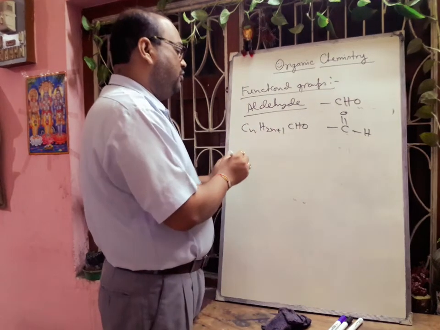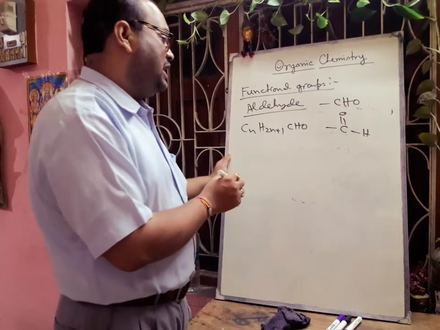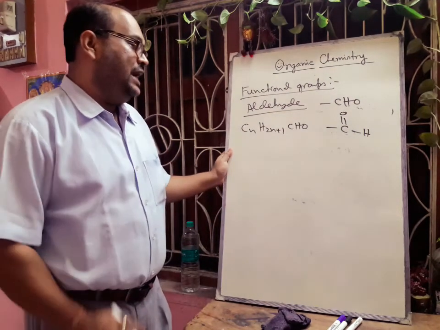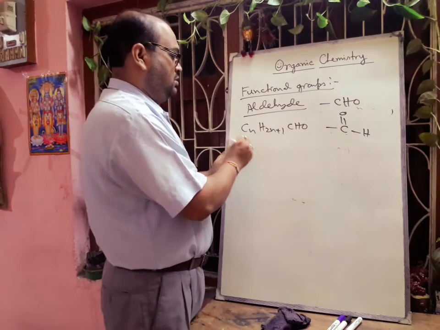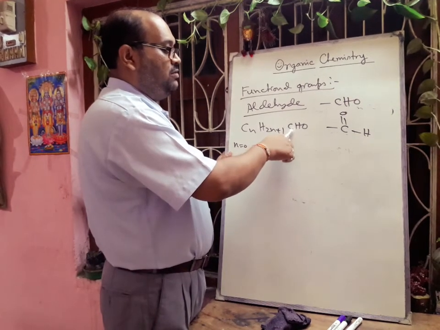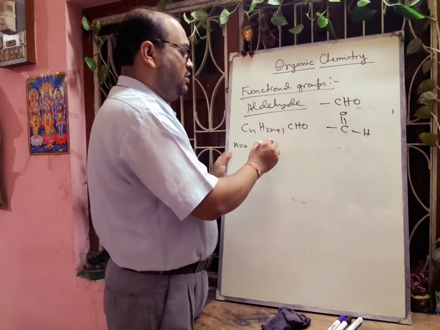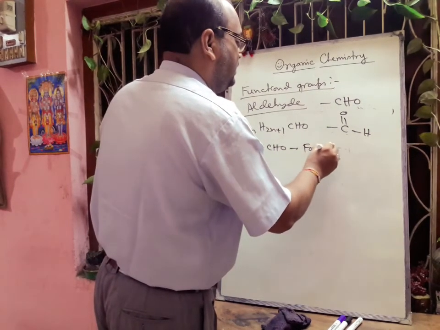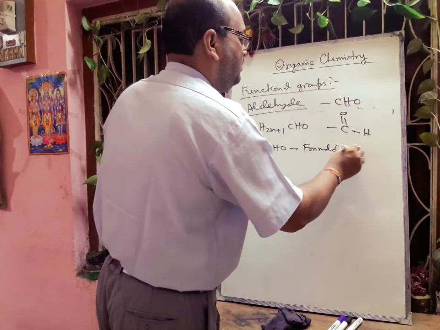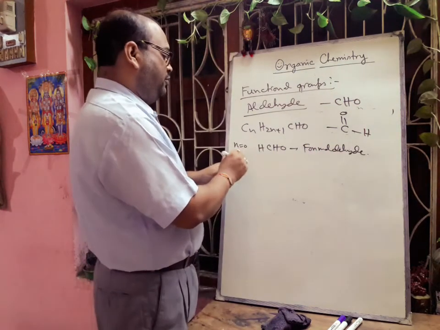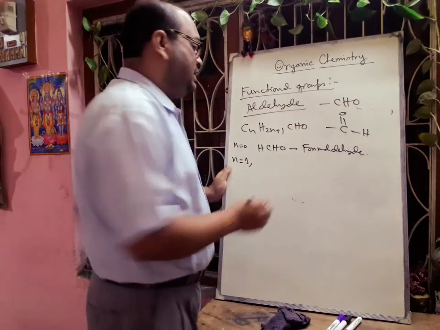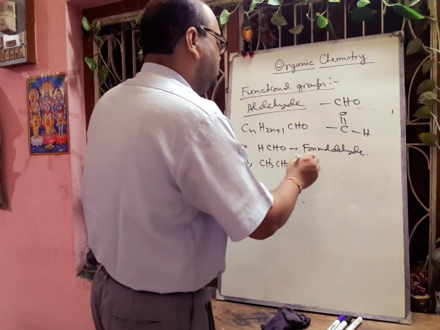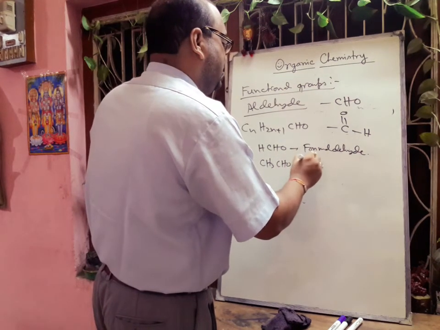Now when we put n is equal to 1, here we can put n is equal to 0 also, because here one carbon is already present. So the first member will be HCHO, and this compound is called formaldehyde. When we put n is equal to 1, this one is CH3CHO, and this is called acetaldehyde.